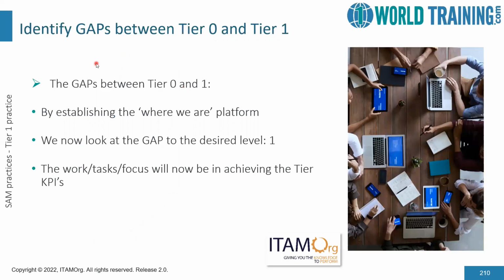It is important to understand the gap between Tier 0, where there is no management for SAM, and the tier we are trying to move to. It means we need to establish where we are and look at the gap in order to reach level 1. Therefore, the focus will be in achieving the KPIs for Tier 1.